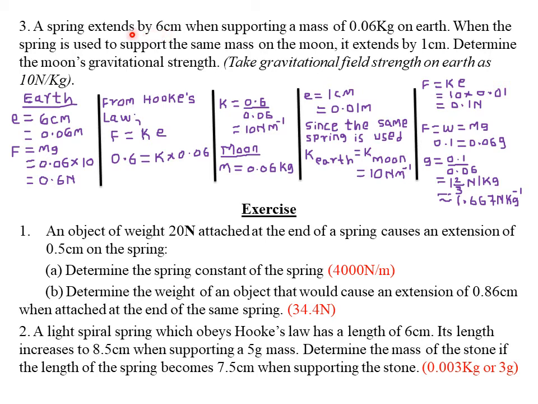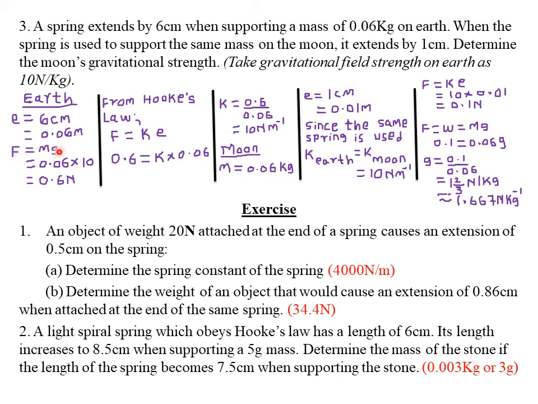So a spring extends by 6 centimeter when supporting a mass of 0.06 kg on Earth. So on Earth, we are given the extension, which is 6 centimeter. To convert it into SI units, we divide by 100, which gives us 0.06 meter. Then we are told on Earth it has a mass of 0.06 kilograms. So to convert that into force, because we will still be required to use Hooke's law.